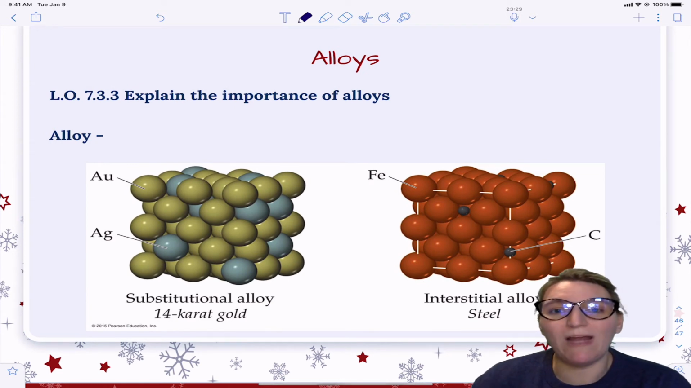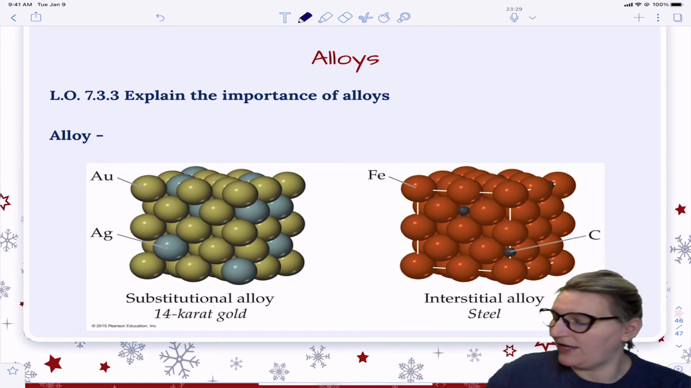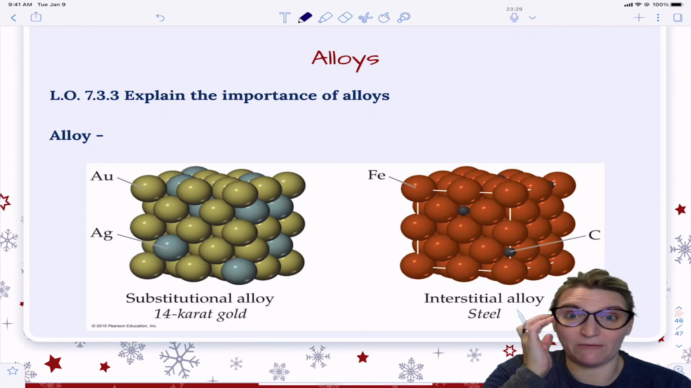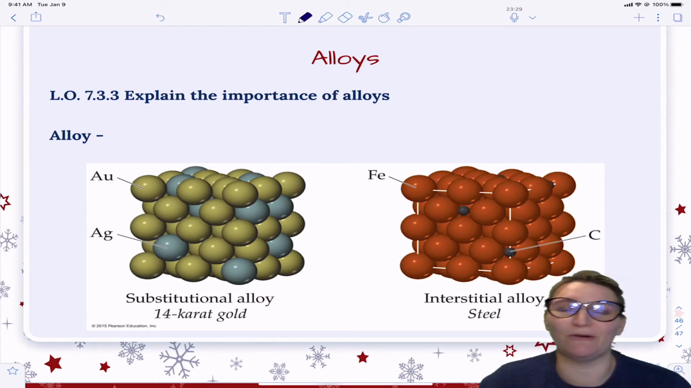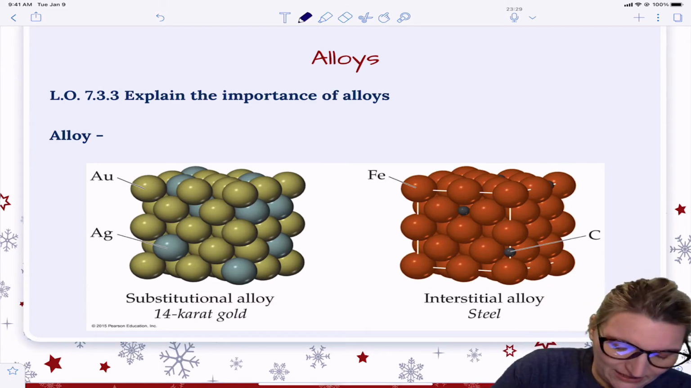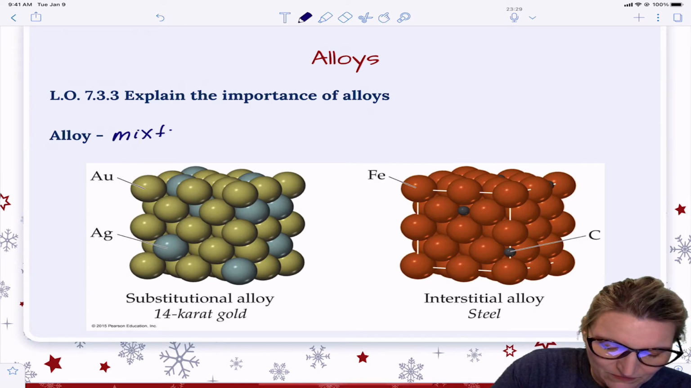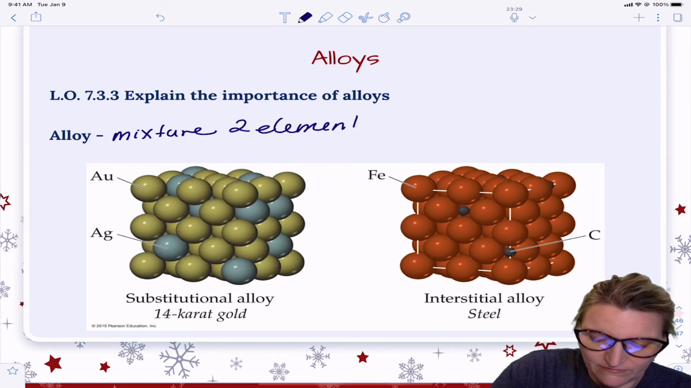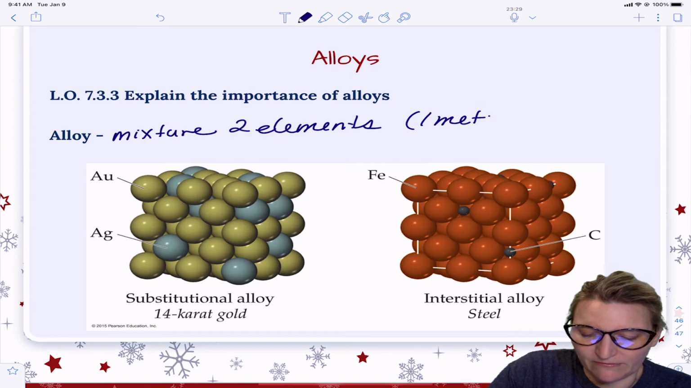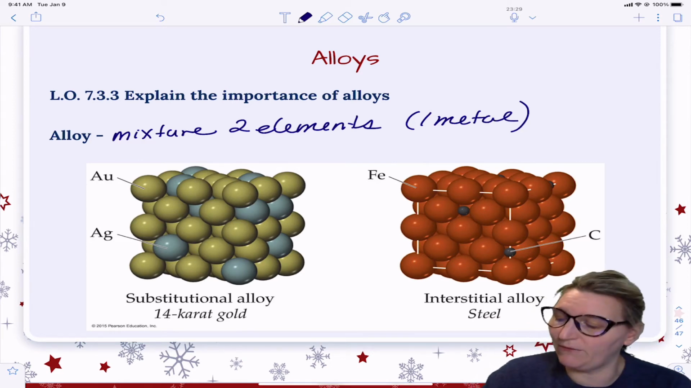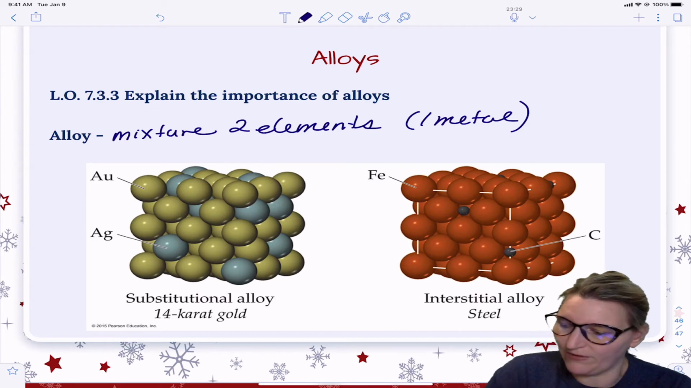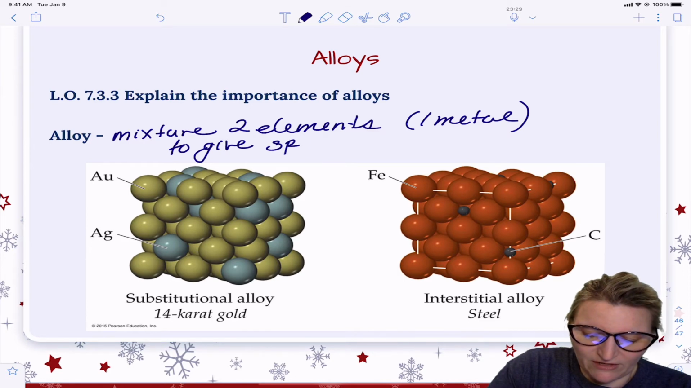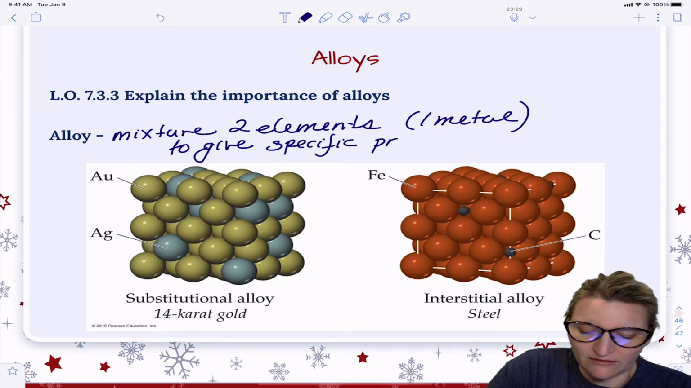And then finally, what is an alloy? An alloy is a special group of metals, and as I was saying earlier, is this a mixture or is it a compound? Well, we do call it a mixture of two elements where at least one is a metal. It's oftentimes two metals, but it can be a metal and a non-metal as well. And the alloys are made to give very specific properties.